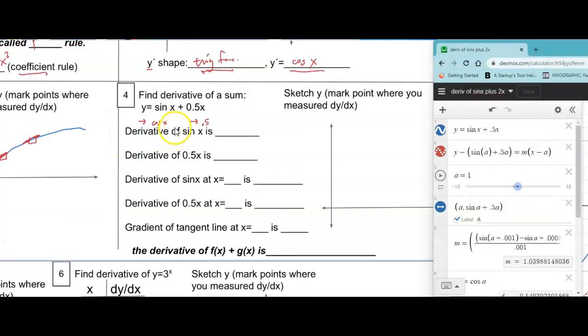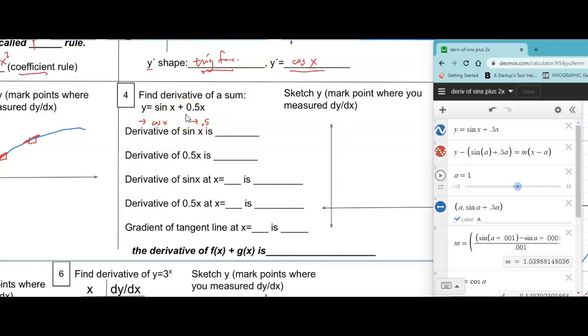Now box 4, what we're going to do is find the derivative function for two functions that we know how to take the derivative of separately. So remember, we know how to take the derivative of just sine x. It would be cosine x. We know how to take the derivative of 0.5x using the coefficient rule and the power rule. We know that that is 0.5 times 1, or 0.5. But what is the derivative of both added together?